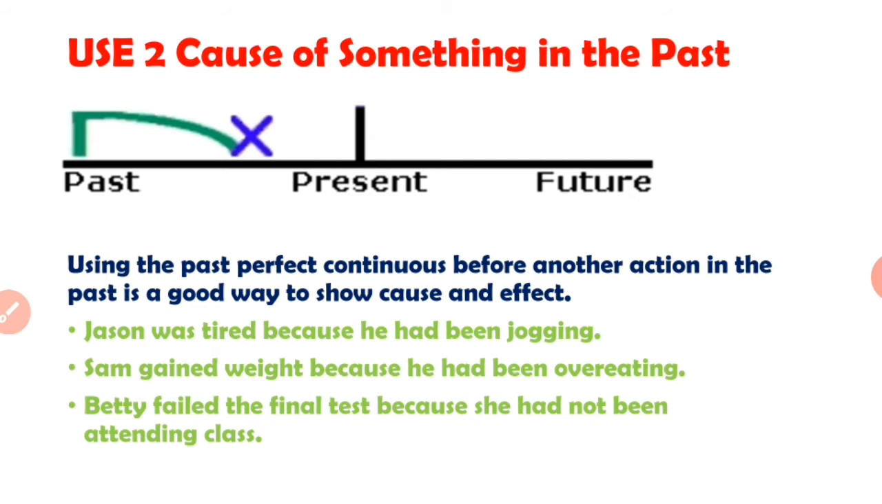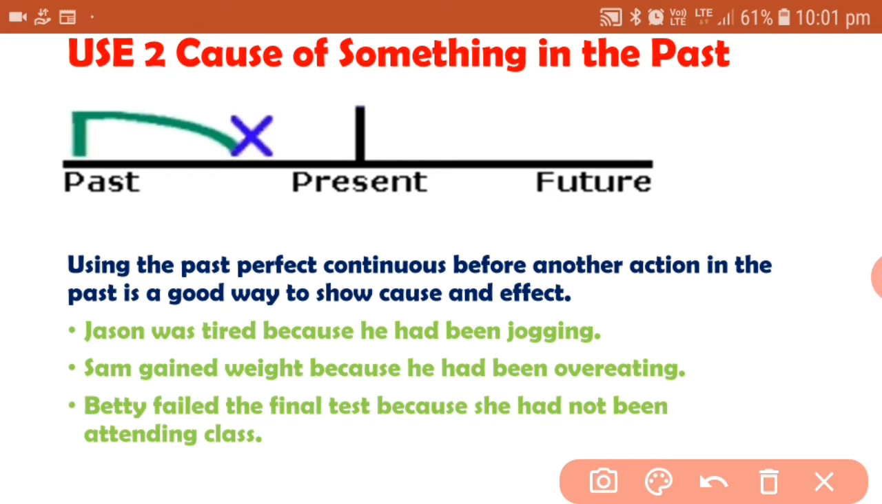Cause of something in the past. It means the reason of something which had happened in the past. Here one more time you can check this diagram, students. Using the past perfect continuous before another action in the past is a good way to show cause and effect.